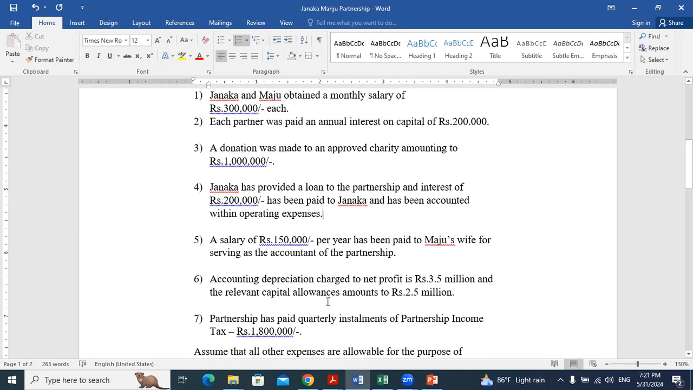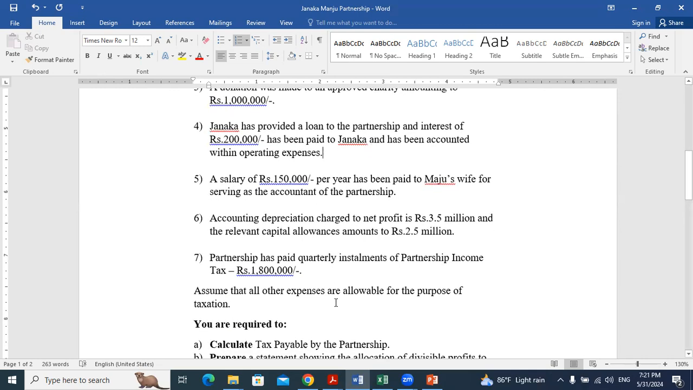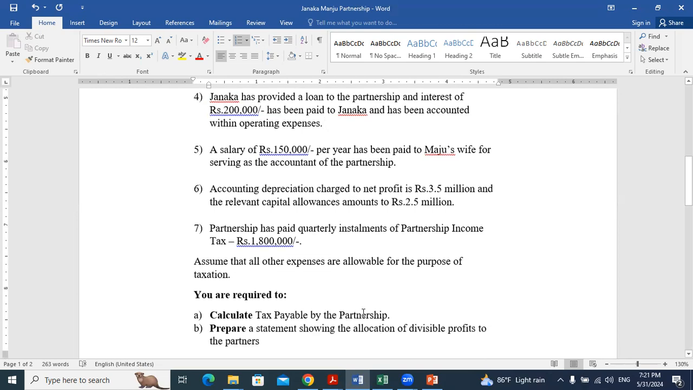Next one, a salary of 150,000 per year has been paid to Manju's wife. Janak and Manju are the partners, and Manju's wife serves as the accountant of the partnership. Next one, accounting depreciation charged to net profit is rupees 3.5 million and the relevant capital allowances amount to 2.5 million. Partnership has paid quarterly installments of partnership income tax of 1.8 million. Assume that all other expenses are allowable for the purpose of taxation.